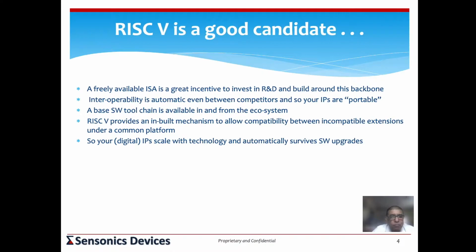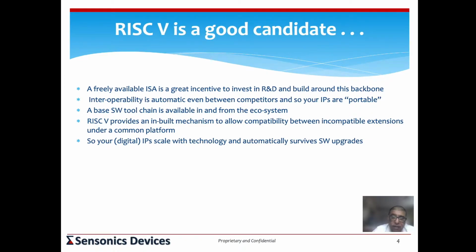Okay, so perhaps you agree that it may be a good idea to have your own microprocessor. But why RISC-V? It could be any other microprocessor. Well, as you know, Intel or ARM, the microprocessors' ISAs are not freely available. Even to get started, there'll be a huge cost. On the other hand, RISC-V has a freely available ISA, well documented and so on. And that becomes a tremendous incentive to invest in R&D and build around this background.